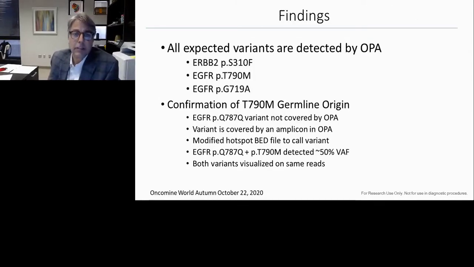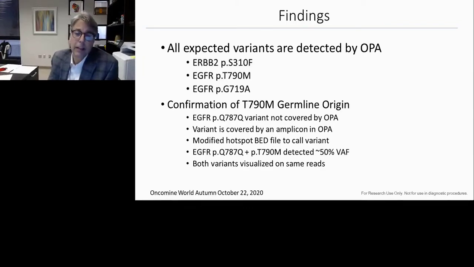So the findings from this case are that all the expected variants were detected by the Oncomine Precision Assay, and it confirmed that the T790M variant that we identified was of germline origin. The Q787 variant was not specifically covered by the OPA, the Oncomine Precision Assay, but these variants were covered by amplicons that are contained in the OPA.